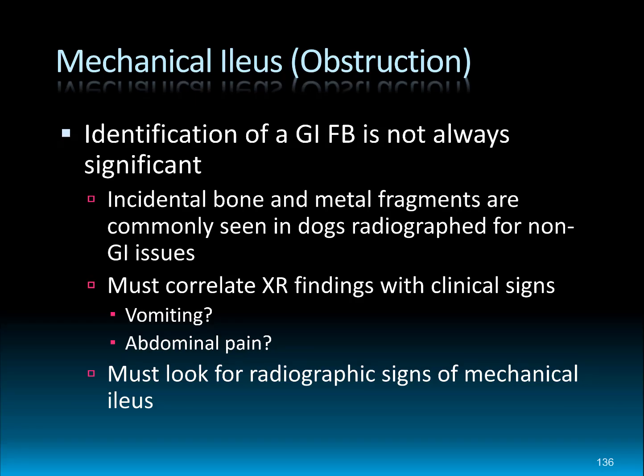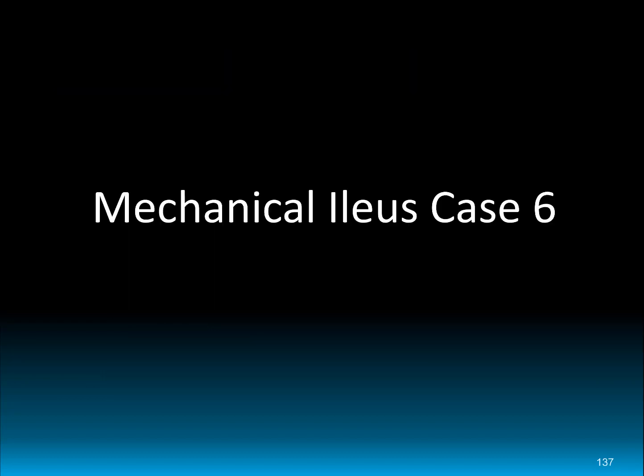On the flip side, remember that presence of a GI foreign body does not always indicate that there is an obstruction. We will see incidental foreign material passing through that may not correlate with any GI signs whatsoever, or even if there are GI signs, it could be due to irritation, gastroenteritis, and maybe still not an obstruction, so it may not require surgery. So even if you see foreign material, you still need to look for evidence of mechanical ileus before you're going to go explore this patient's abdomen.